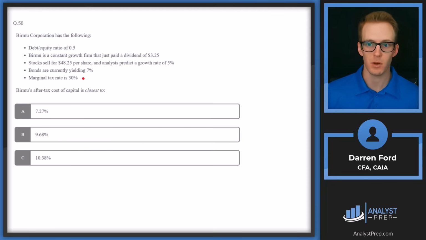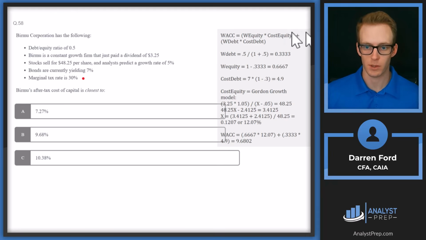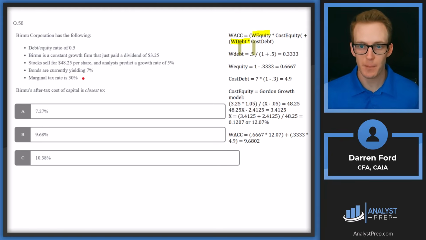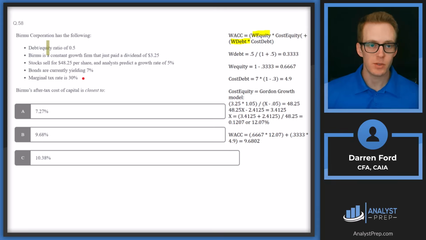So this is going to be a multi-step question. Let's walk through all the components here. So we're looking at weighted average cost of capital. First thing we can calculate is our weight of equity and our weight of debt within the cost of capital. So we're going to be using our debt to equity ratio of 0.5.